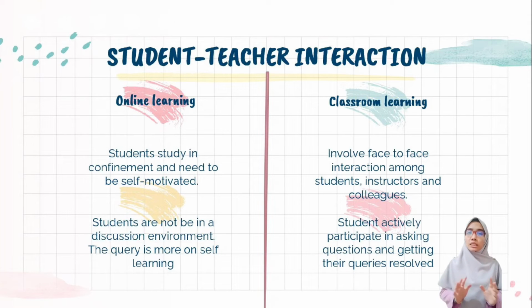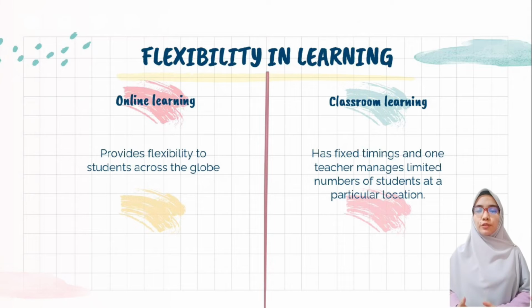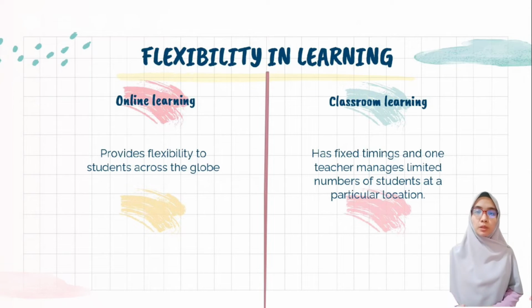For online learning, this kind of interaction is not rare, but it is possible through emails, chats, forums, and meetups, like we do in our Google Meets. In online learning, students are not in a discussion environment. If the student has a query, it is more of self-learning. The student will need to go back and find the solution themselves or ask a lecturer through online communication. So the second difference between online learning and classroom learning is on the criteria of flexibility.